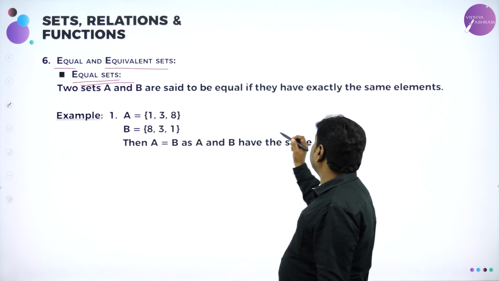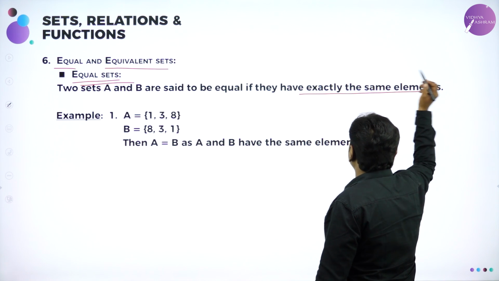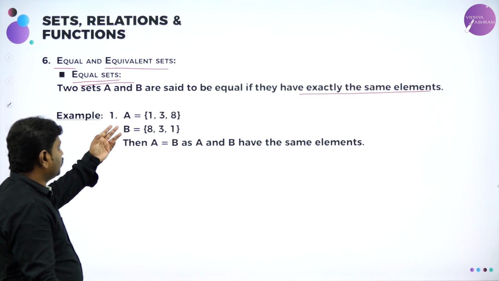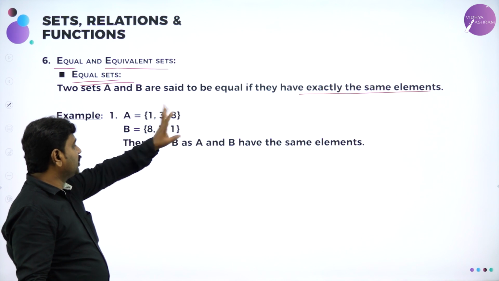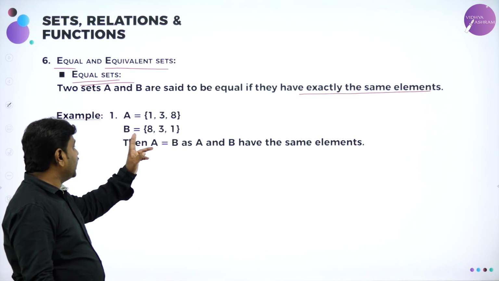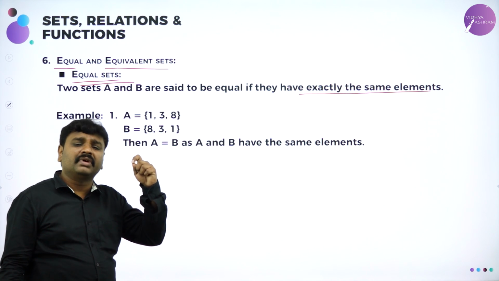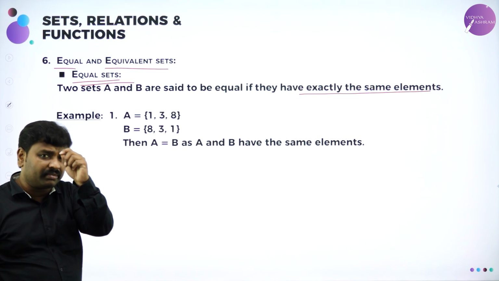If they are what? Identical. And if they have exactly the same elements. Both should contain the same elements. For example, I wrote set A. What are the elements? 1, 3, 8. Set B, what are the elements? 8, 3, 1. Please observe. A and B both are having the same elements.